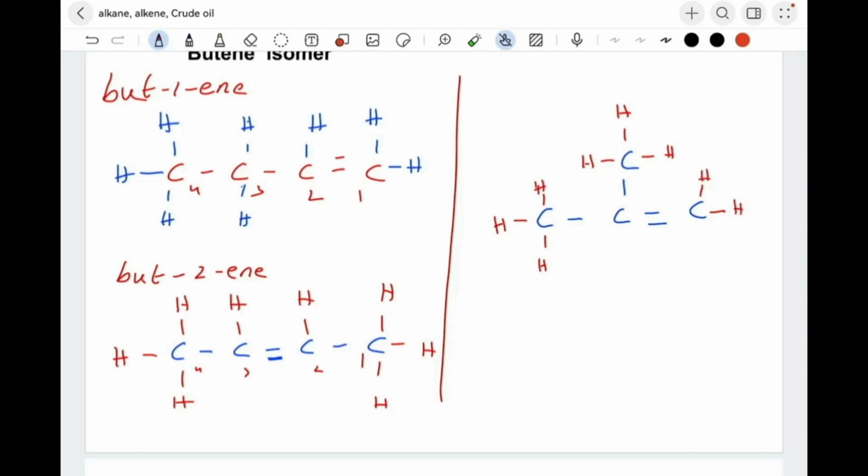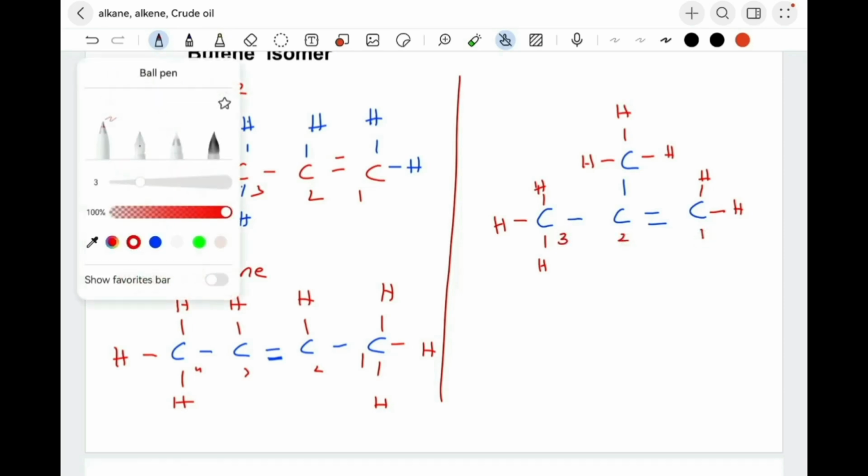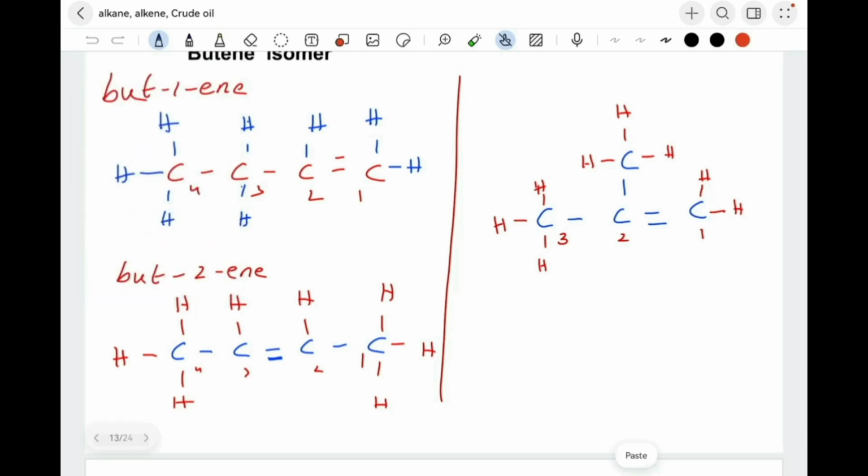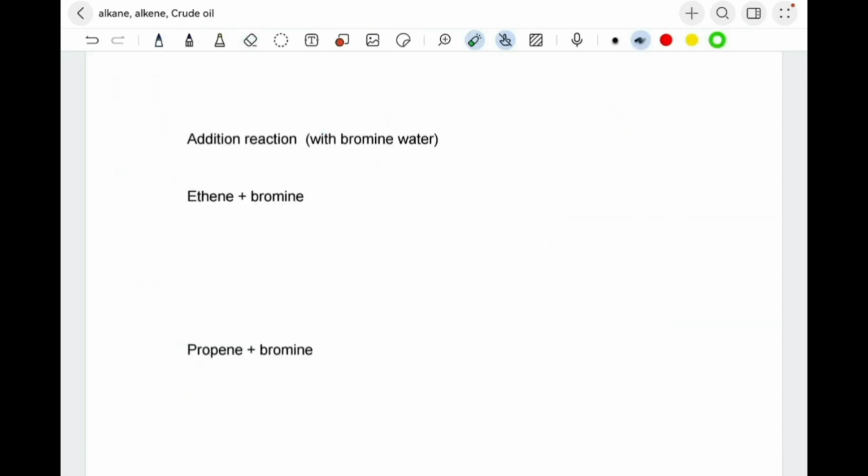And when we are naming, the double bond should get the lowest possible numbers. 1, 2, 3. The name of the compound is 2-methyl. In the second position, we have a branch. So the name of this compound is 2-methyl prop, and the double bond is between first and 2. So lowest number is 1. So prop-1-ene. The name of the compound is 2-methyl prop-1-ene.